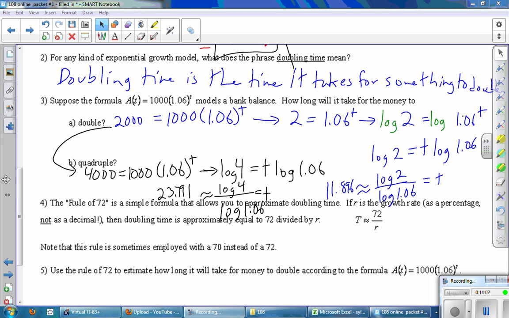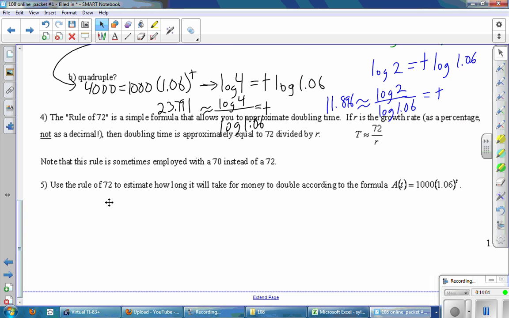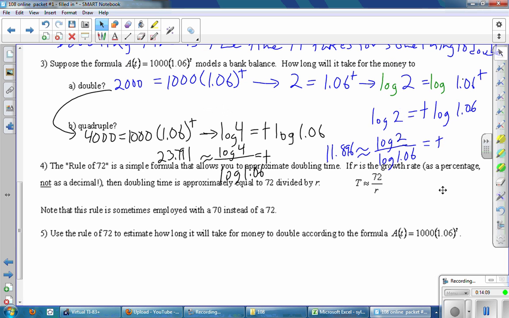So let's use the rule. How long will it take for money to double according to that formula? Well, wait a minute, that's this formula. So we already know what the right answer is. The right answer is 11.896, and it required quite a bit of work to get there, but we got there. Let's use this much simpler looking formula for the doubling time.